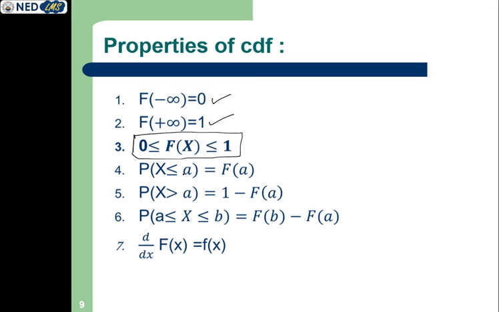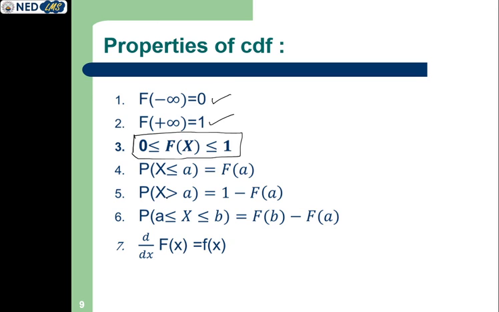Okay, now another property, probability X less than or equal to a. If you are going to find probability X less than or equal to a by help of the CDF, then just take the image at x equal to a. So this is probability X less than or equal to a. Just take the image, not find any form of integral.